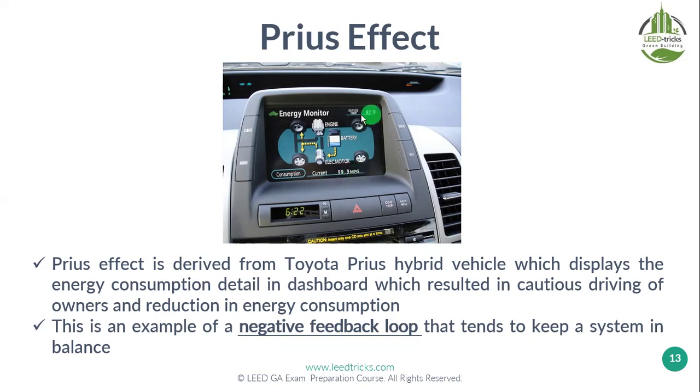So it always gives you feedback. Based on this feedback, you take manual action by yourself. It's not an automatic action now. You speed up, you slow down, depending on your decision. That's why we call it the Prius effect: a hybrid vehicle which displays energy in detail, which results in cautious driving by owners and reduction in energy consumption.